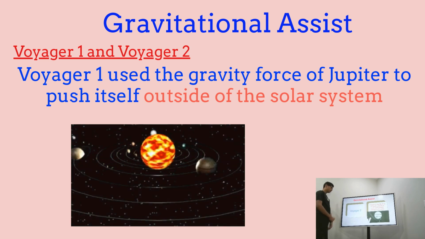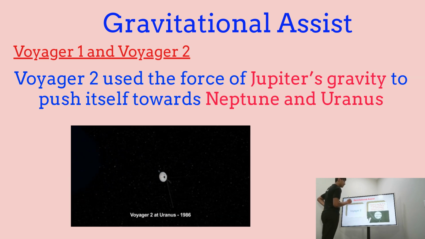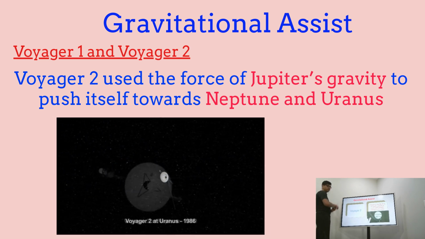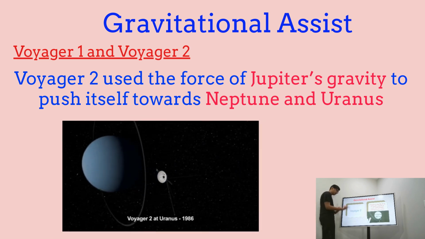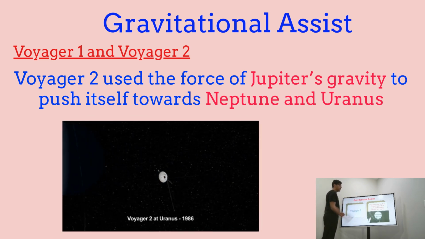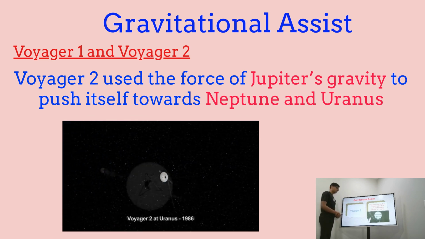Now we're going to be going over Voyager 2. Voyager 2 used the force of Jupiter's gravity to push itself towards Neptune and Uranus. Voyager 2 was used for the study of Neptune and Uranus, so it used the gravitational assist of Jupiter and it pushed it further away to Neptune and Uranus for further studies.